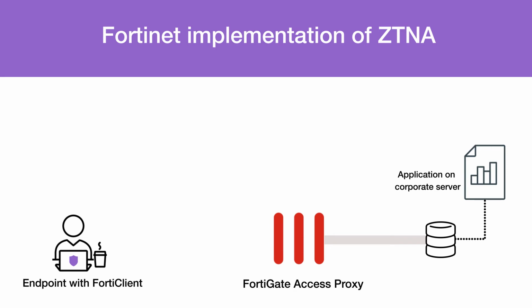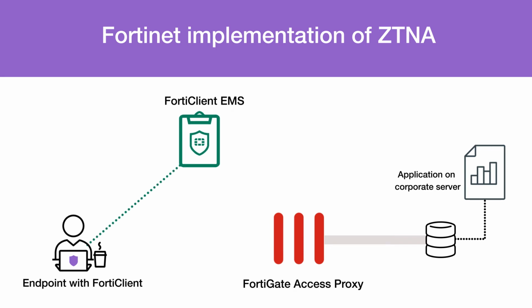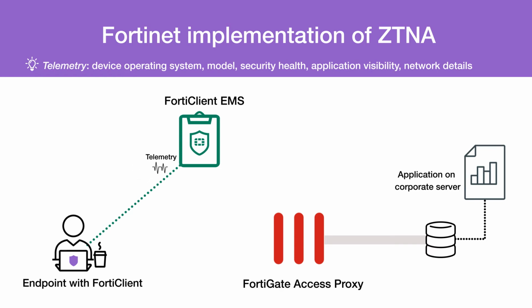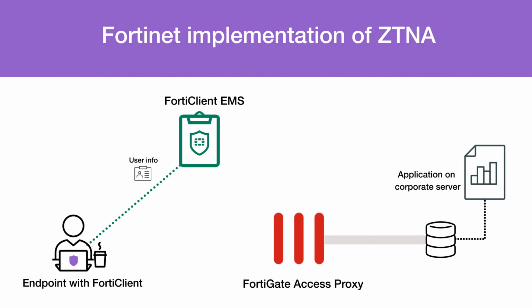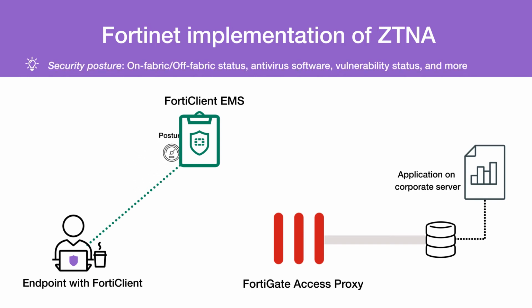The endpoint has a FortiClient installed on it, and the FortiClient is registered to the FortiClient EMS server. FortiClient EMS collects the following information from the FortiClient when it registers to the EMS: endpoint telemetry, which includes network details, operating system, device model, application visibility, device security health, and others; logon user information; and security posture information, which includes on-Fabric, off-Fabric status, antivirus software, vulnerability status, and more.